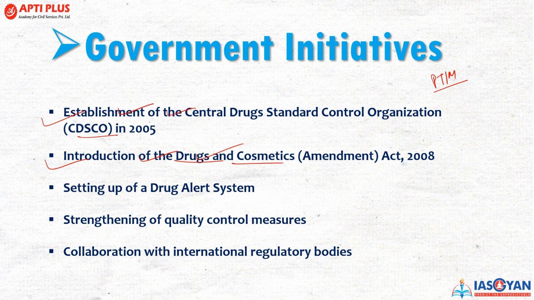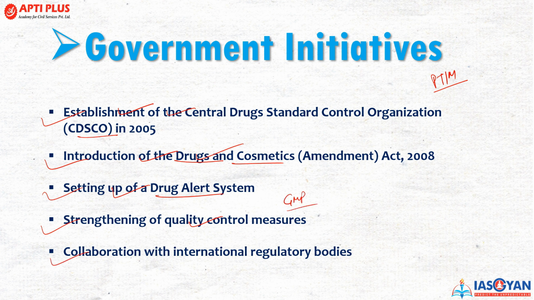Now the third is the setting up of the drug alert system. With this drug alert system, the CDSCO has been established to monitor adverse events and even regulate the necessary action, to alert people and make them aware about any concerns that are taking place. Now, fourth is strengthening the quality control measures. This is again in collaboration with the CDSCO. The Good Manufacturing Practices, also known as GMP, is taking place, right?